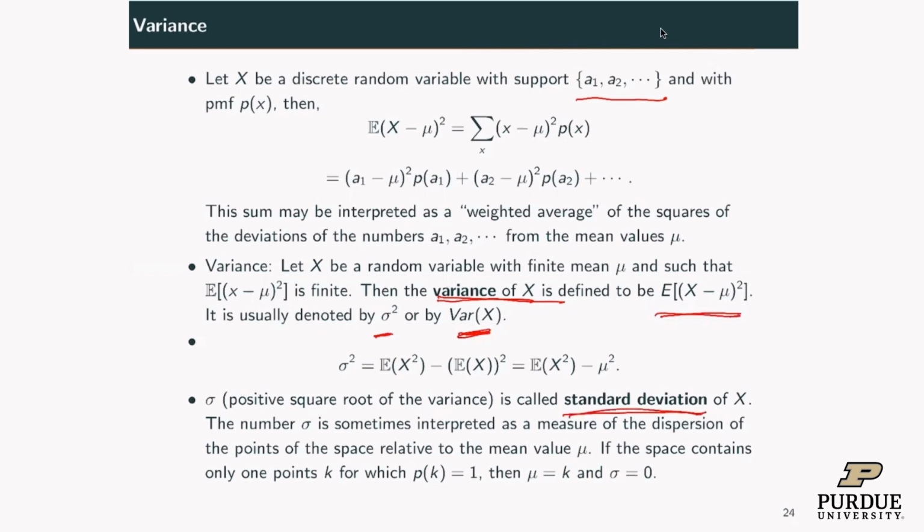The number sigma is sometimes interpreted as a measure of dispersion of the points of the space relative to the mean mu. If the space only contains one point, the point mass k, with probability of k equal to 1, then mu is equal to k and sigma is equal to 0. The point mass, the mean is just this number. There is no variability, so no variance. By the way, sigma squared by definition is always non-negative. It has a square. So sigma, the standard deviation, is also non-negative.